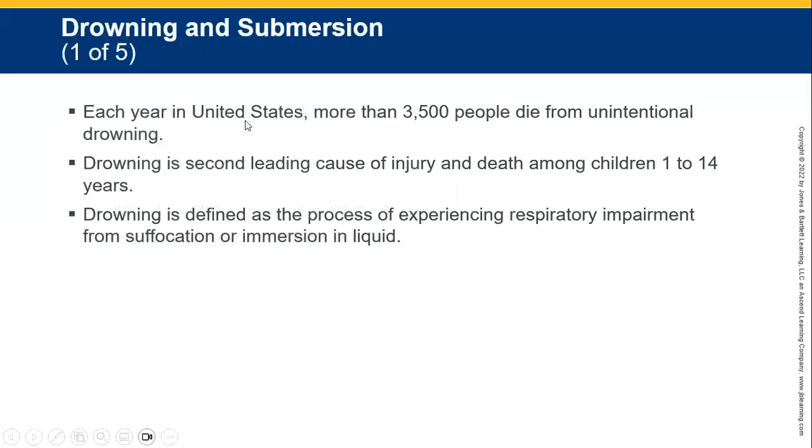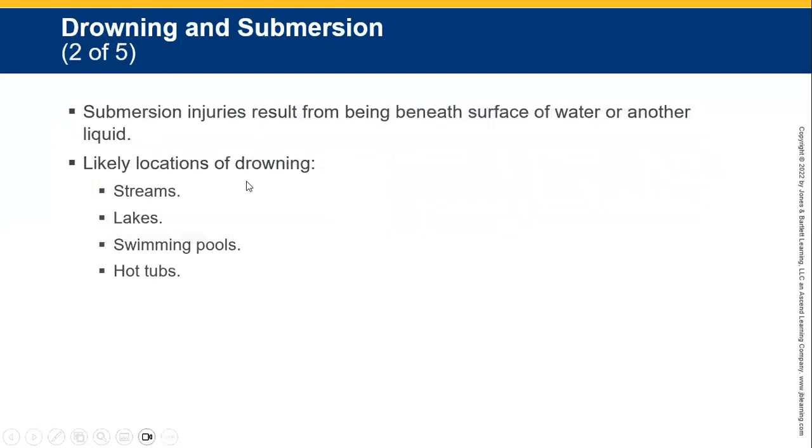Drowning or submersion incidents happen a lot. Drowning is the second leading cause of injury and death amongst children 1 to 14 years old. Drowning is defined as the process of experiencing respiratory impairment from suffocation or immersion in liquid. Okay, drowning, people are dead. Near drowning patients are resuscitated and they live on to lead a normal life.